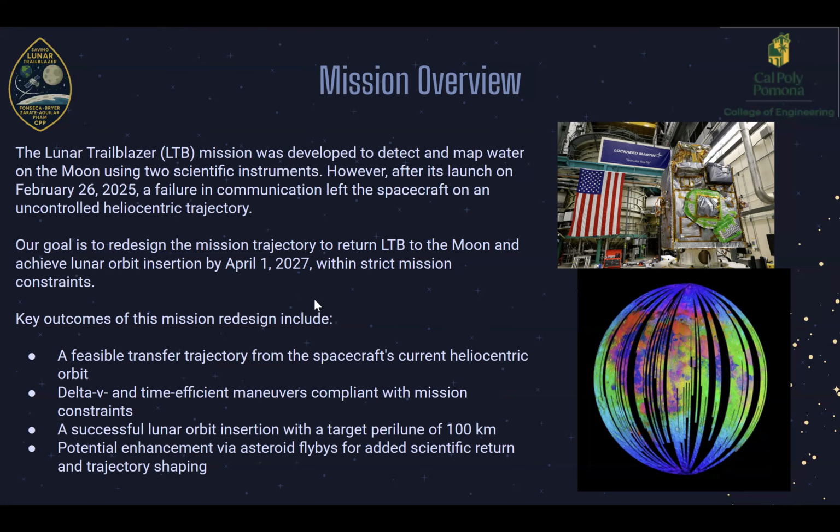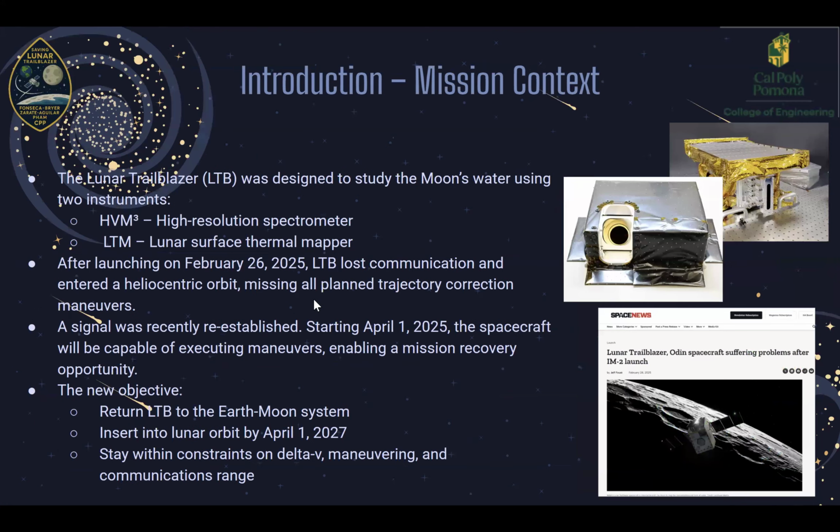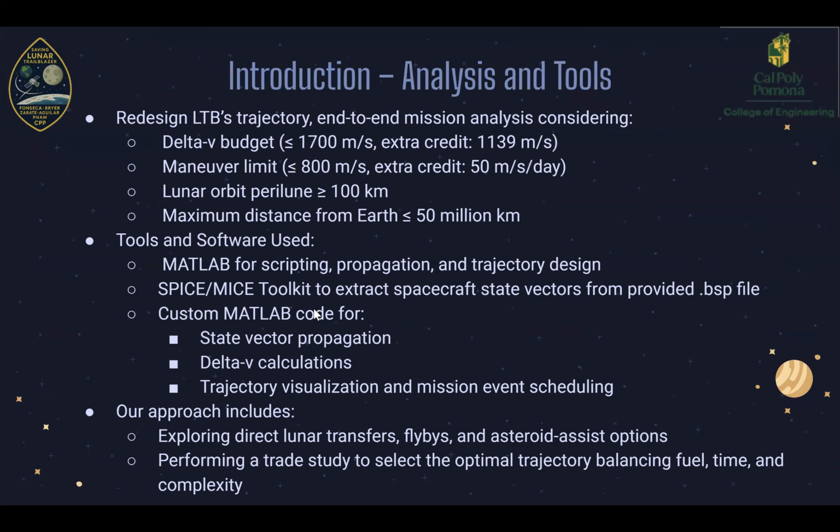Unfortunately, by February 26, 2025, Lunar Trailblazer lost communication and entered a heliocentric orbit, basically missing all the planned trajectory of the mission and the correction maneuvers that they had to plan for the spacecraft.